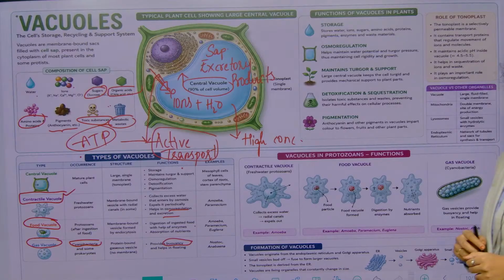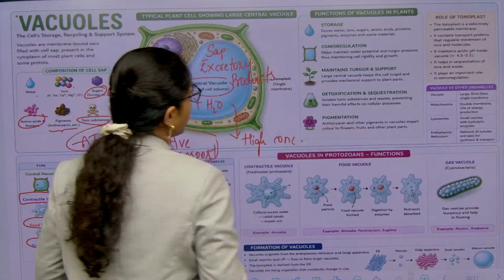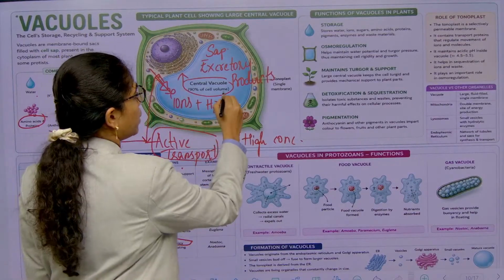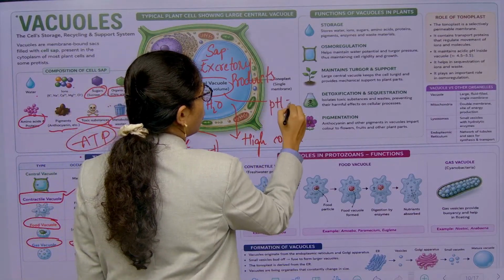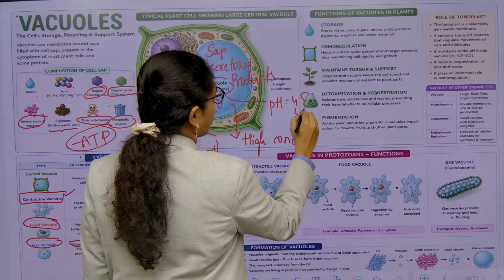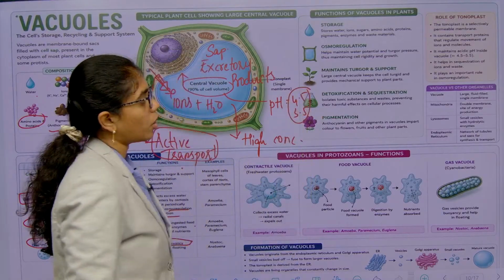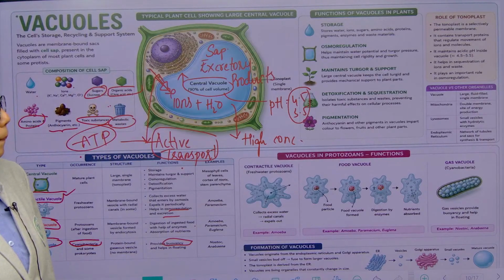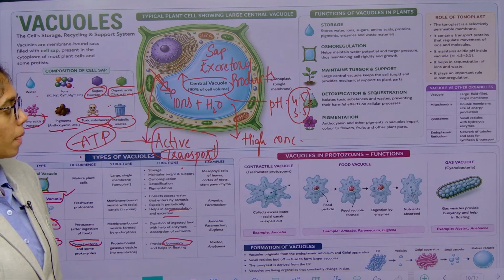The pH of the vacuole is around 4.5 to 5.5. Sap vacuole pH, around 4.5 to 5.5.